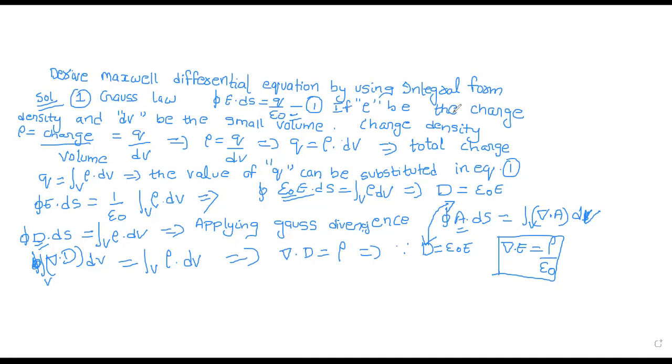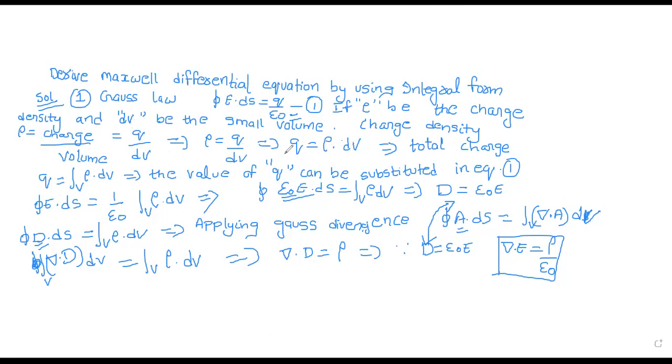So if rho is the charge density and dv is the small volume, then the charge density is given by mass by volume. Normally density is mass by volume. Once you talk about charge density, rho is equal to charge by volume. Charge can be represented with small q, and volume is the small volume we have considered as dv. So rho is equal to q by dv, which implies q is equal to rho into dv.